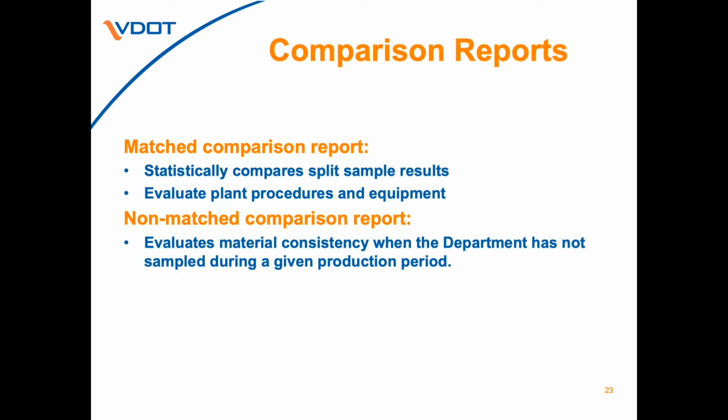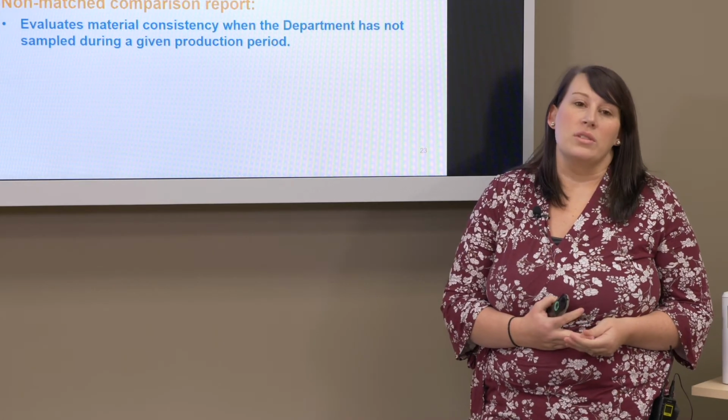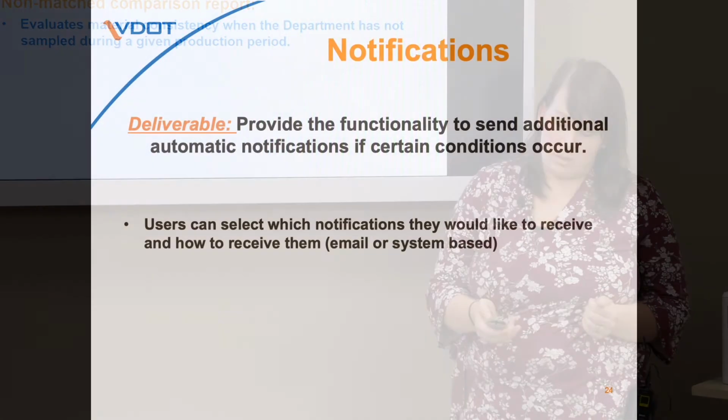A little bit on comparison reports that the program has. Comparison reports are something that only the VDOT side or the MITS side can see. There's 2 different types. There's a match comparison report, which statistically compares those split sample results. And what that match comparison report is evaluating is our plant procedures and laboratory equipment. Our non-match comparison reports evaluate material consistency when the department has not sampled during any given production period. And these 2 reports run those F&T statistical comparisons.